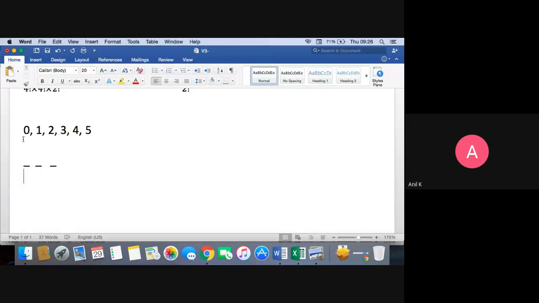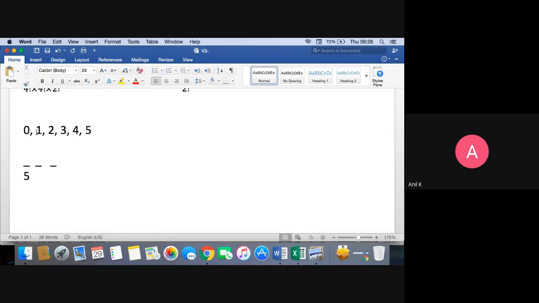Because 0 cannot be in the 100s place. If 0 is in the 100s place, then it will be a two-digit number. So the first place will have only 5 options: 1, 2, 3, 4, 5. Then for the second place, another mistake they make is they put 4 here, they put 3 here. Again, it is wrong.